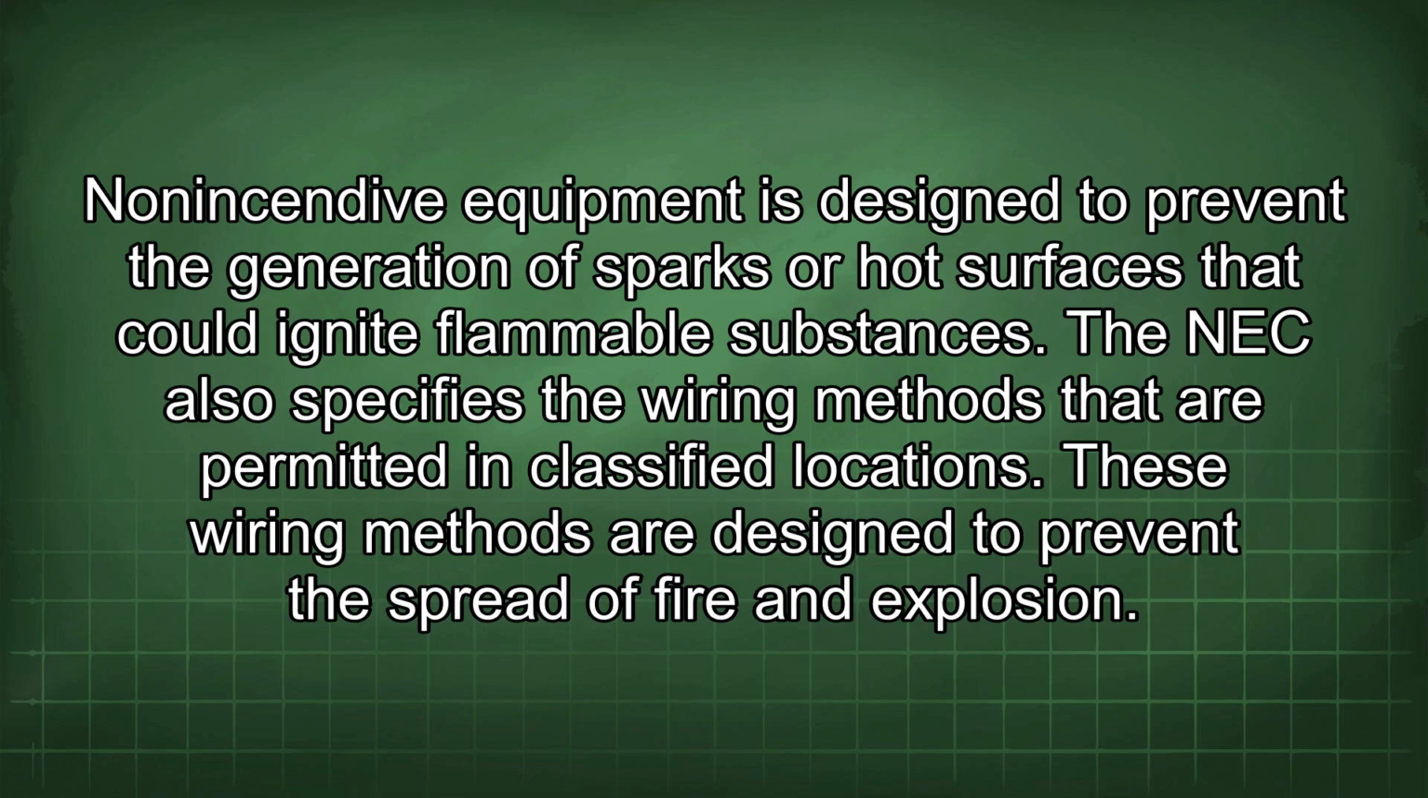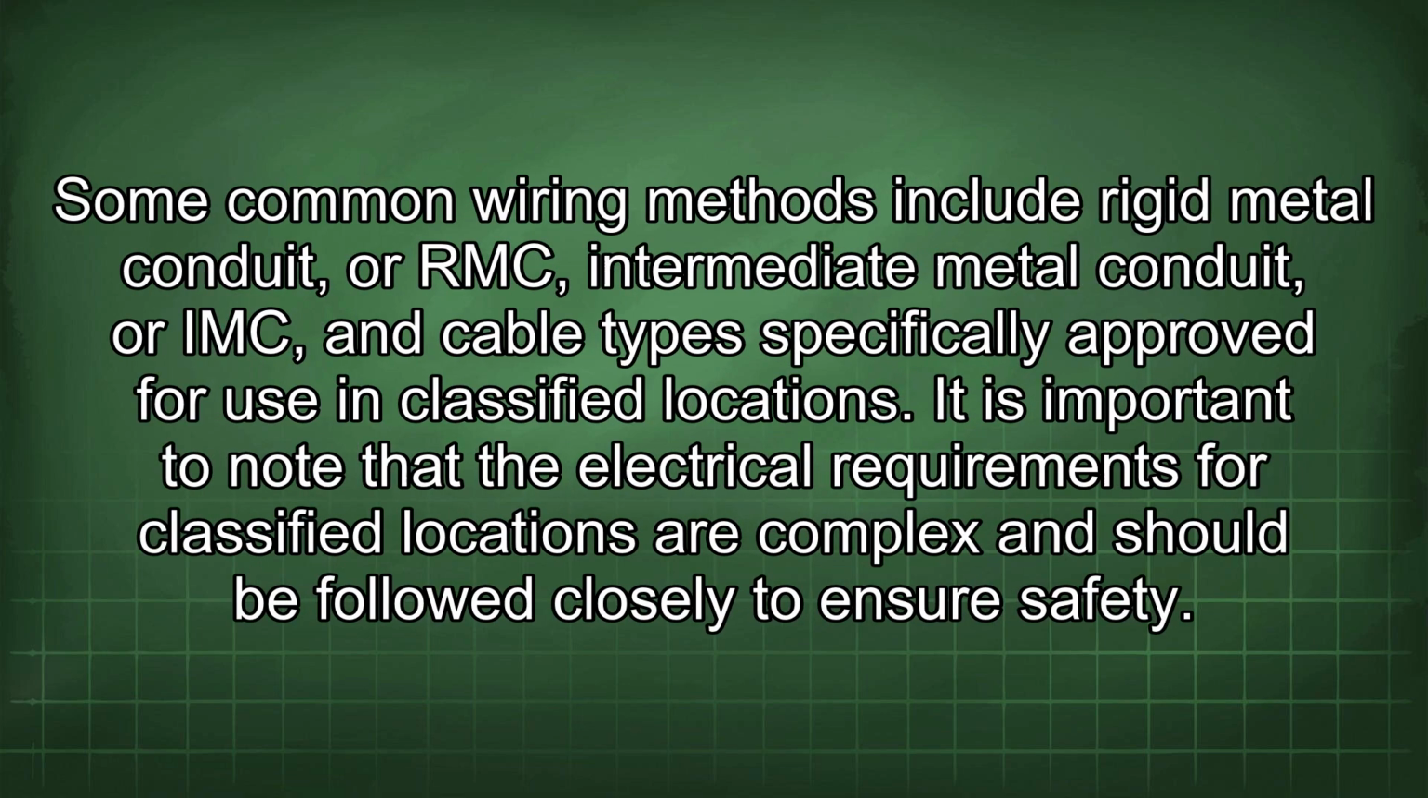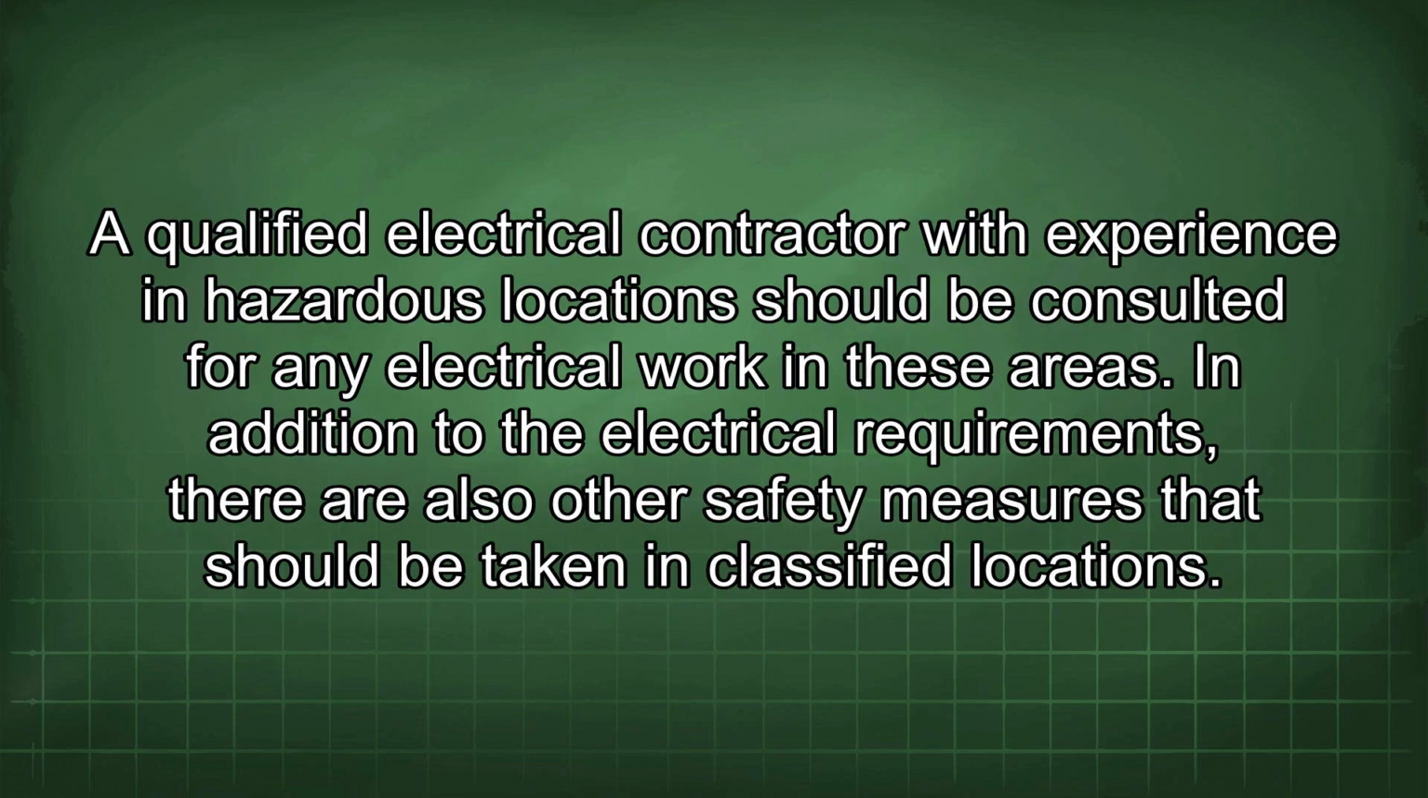The NEC also specifies the wiring methods that are permitted in classified locations. These wiring methods are designed to prevent the spread of fire and explosion. Some common wiring methods include rigid metal conduit, or RMC, intermediate metal conduit, or IMC, and cable types specifically approved for use in classified locations. It is important to note that the electrical requirements for classified locations are complex and should be followed closely to ensure safety. A qualified electrical contractor with experience in hazardous locations should be consulted for any electrical work in these areas.